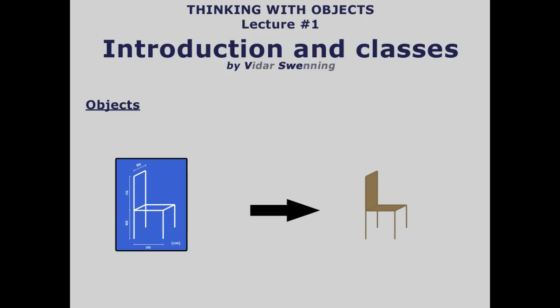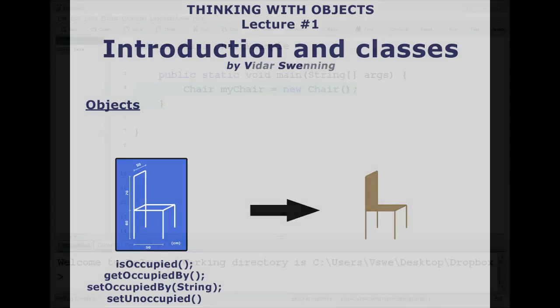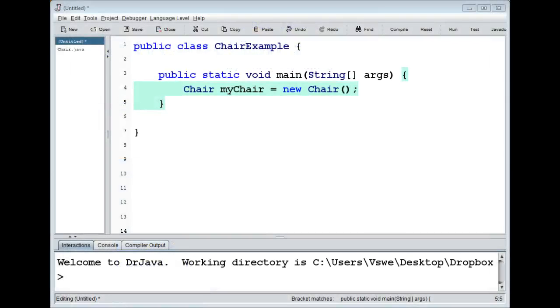If we go further, we can see, what if we tell the blueprint that you should have is occupied? That's the method that we want you to have. We want you to have get occupied by, so we get the person that is occupying this share. We might want to get who's occupying it. We might want to set that, and we might want to empty the share, like nobody's sitting here, set unoccupied. So if we define that in the blueprint, in the class itself, then we can use those when we create a new object of our share.